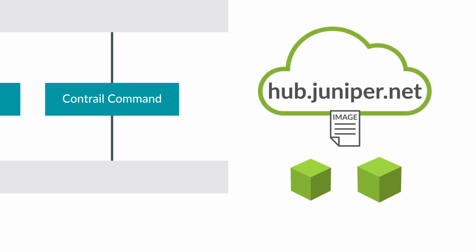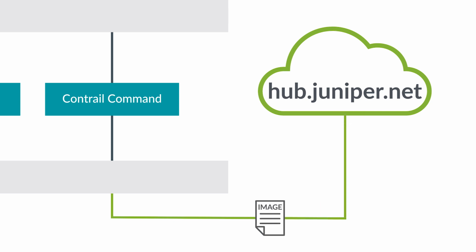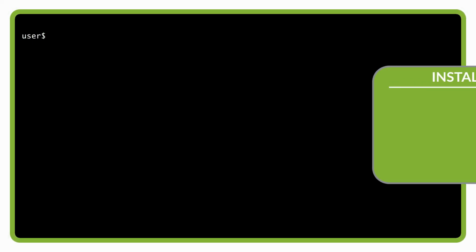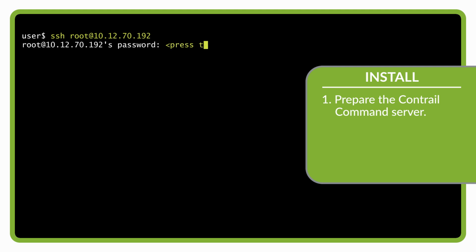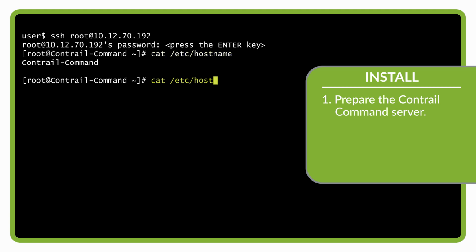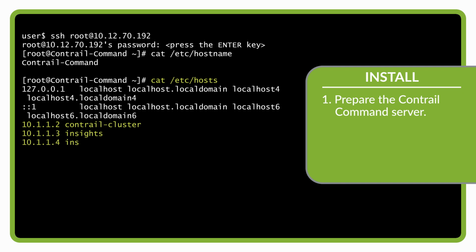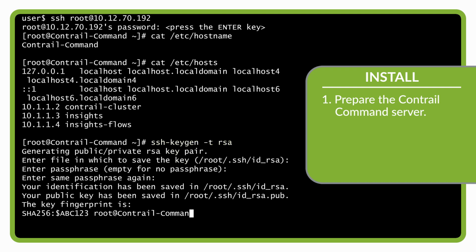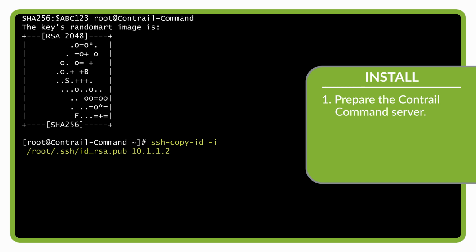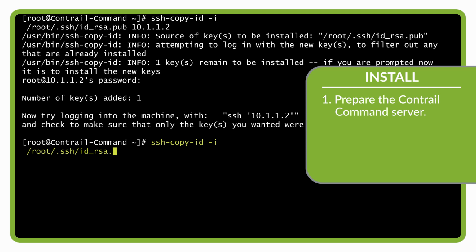Contrail Command is deployed as a pair of Docker containers. You install Contrail Command by downloading and running the Contrail Command deployer image from the repository, which runs in its own container and exits when the Contrail Command installation is complete. To prepare your Contrail Command server for the installation, SSH into the Contrail Command server. Verify your Contrail Command server hostname or add it to the hostname file. Add your cluster node IP addresses and hostnames to the hosts file. Generate the RSA key pair credentials. Now, let's copy these credentials to each cluster node. SSH into each server in the cluster to confirm reachability.